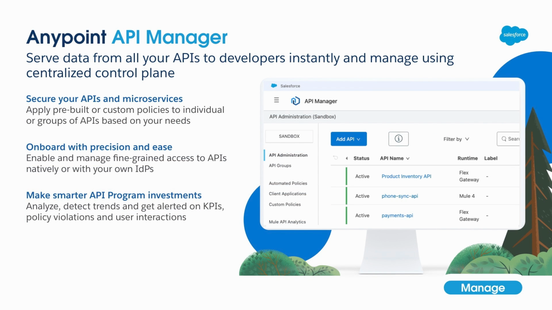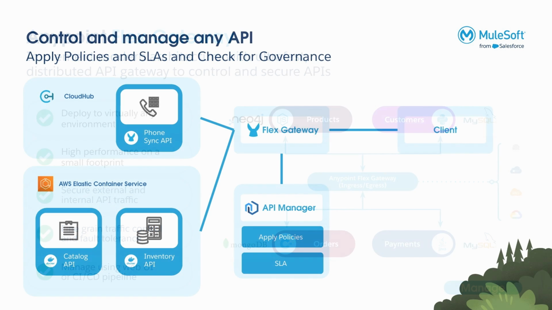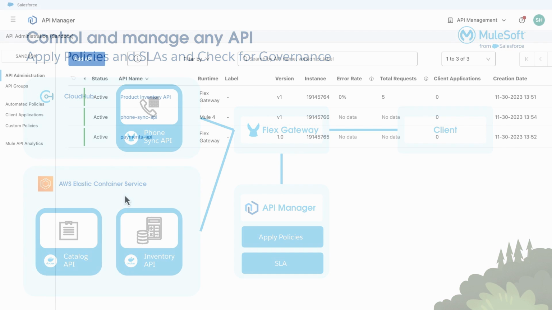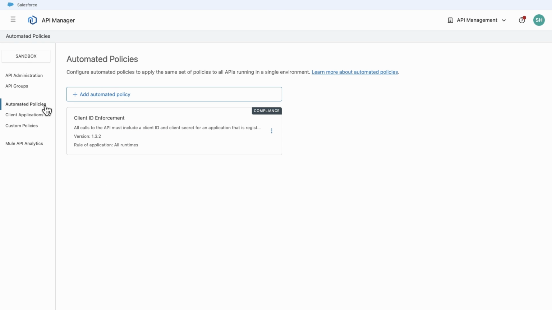Anypoint API Manager provides a centralized web-based control plane to securely manage all your APIs and microservices, no matter where they're deployed. And Anypoint Flex Gateway is an ultra-fast, lightweight gateway designed to manage and secure APIs running anywhere. With a combination of both features on Anypoint Platform, let's see how we can protect the APIs we have regardless of where they're deployed. From the admin view, API developers and architects can see the status of APIs and microservices currently managed by Anypoint Platform. You can also define automated policies, which will be enforced across all APIs in this environment to ensure security.